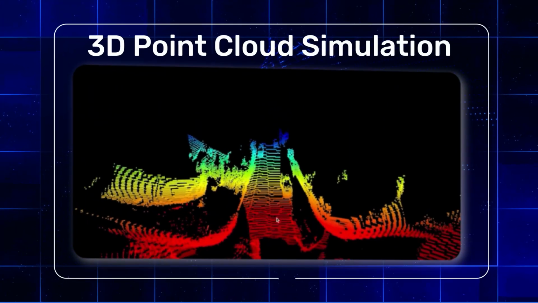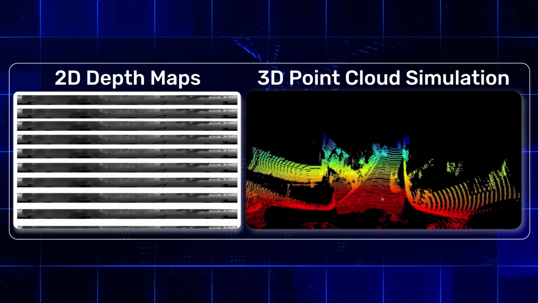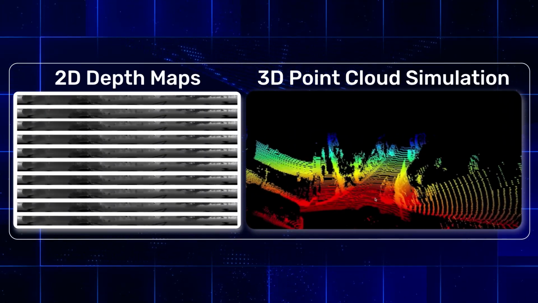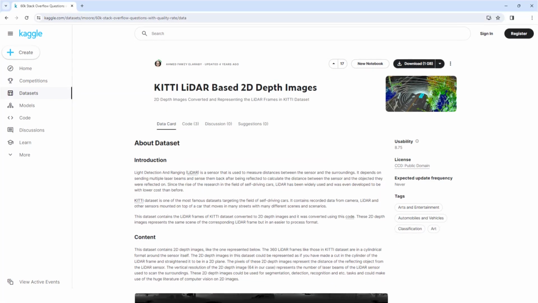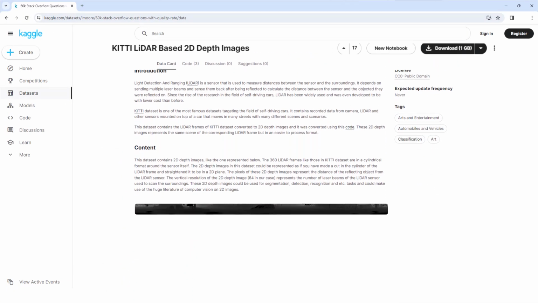In this video, we will create a 3D map of the vehicle's surrounding using LiDAR data. We get our data from the 2D KITTI Depth Frames Dataset. A LiDAR is used to measure distance between the sensor and the surroundings and produces images like this.